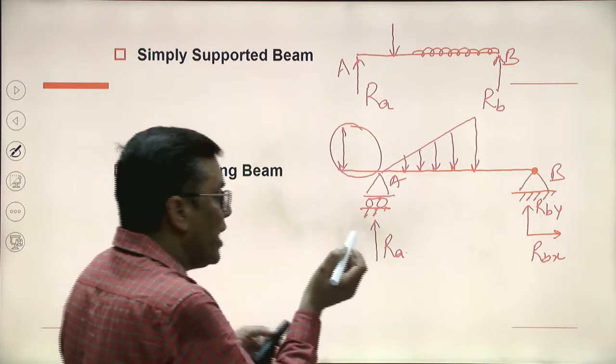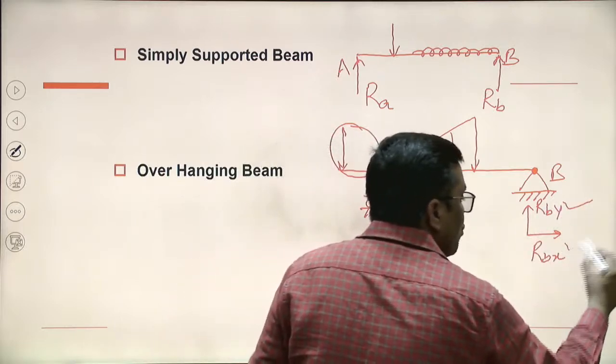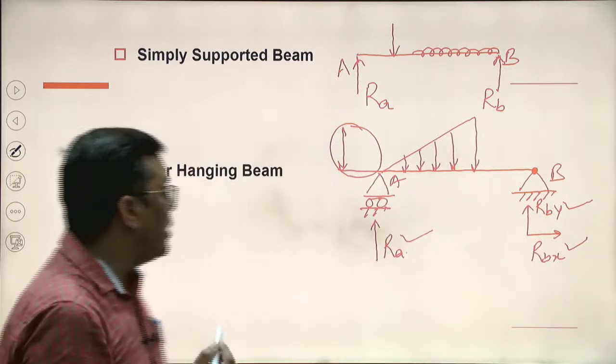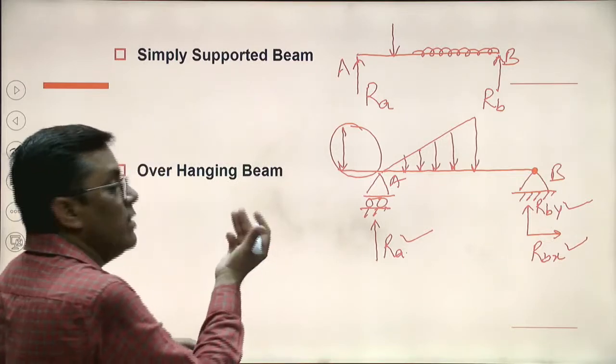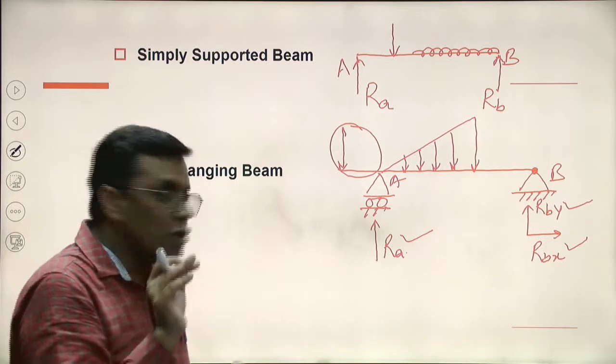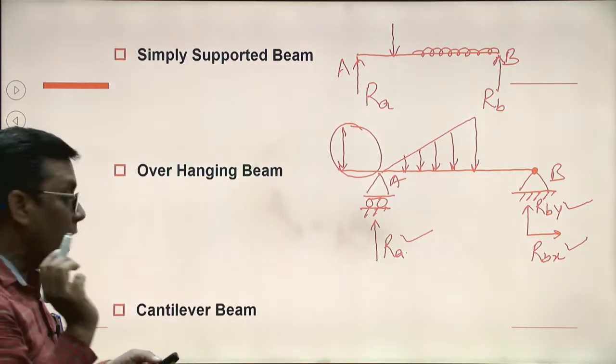How many support reactions are we observing here? 1, 2, 3. How many conditions of equilibrium do we have? We have 3 conditions of equilibrium. So we can easily find out the support reactions. Okay, the third one is the cantilever.